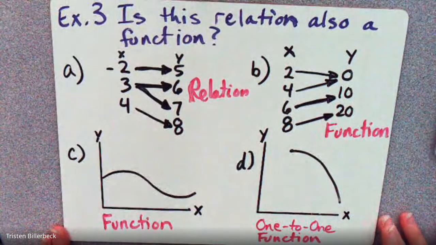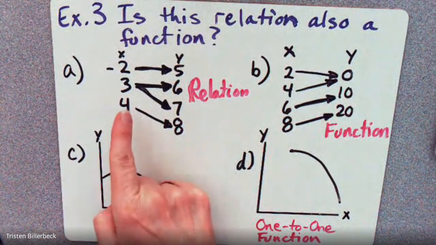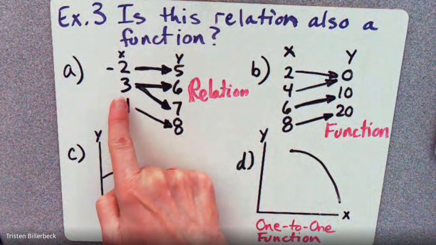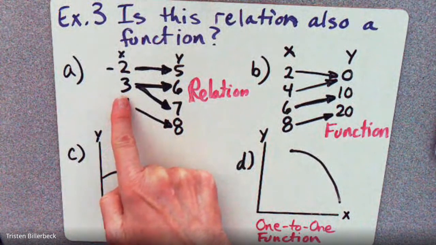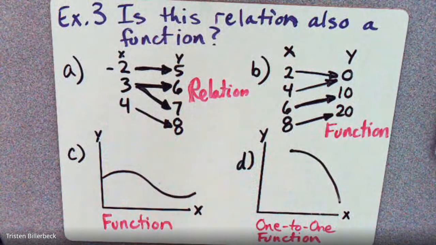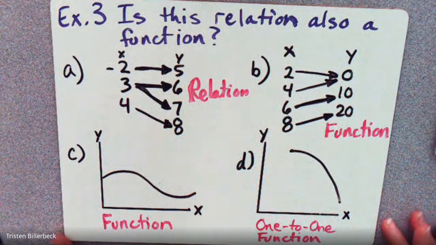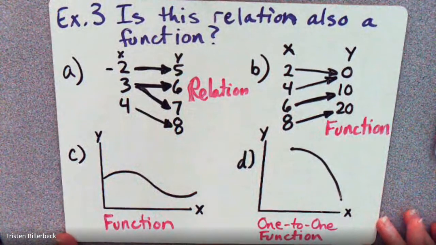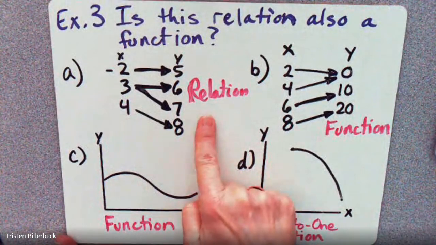If we have a relation, one element of the domain maps to 2 elements of the range. So we don't know if we choose 3, if we're going to have an output of 6 or an output of 7. So that's not really a function, it's just a relation.